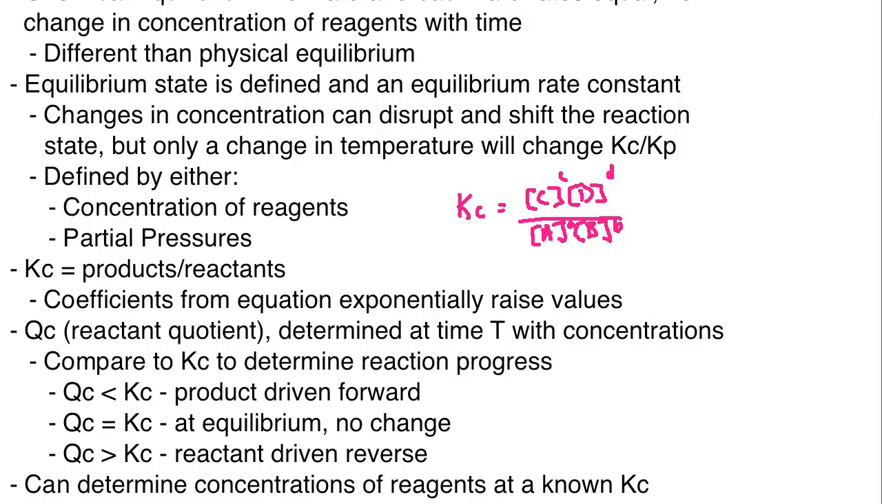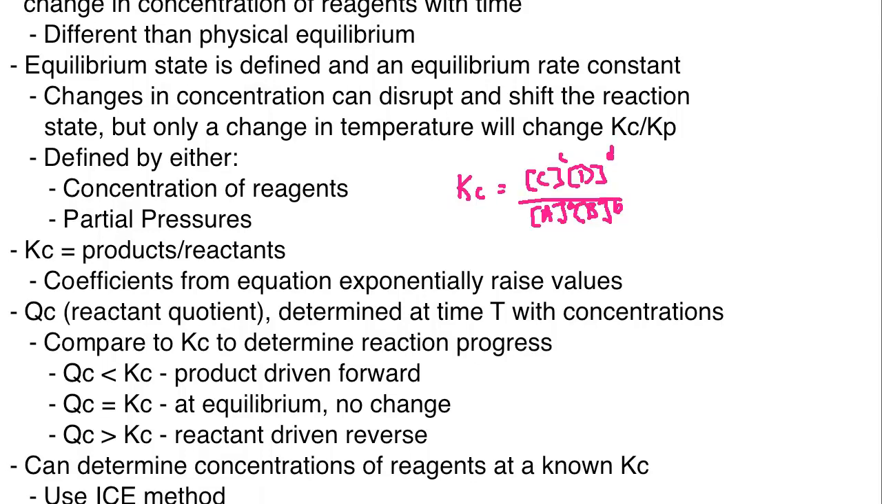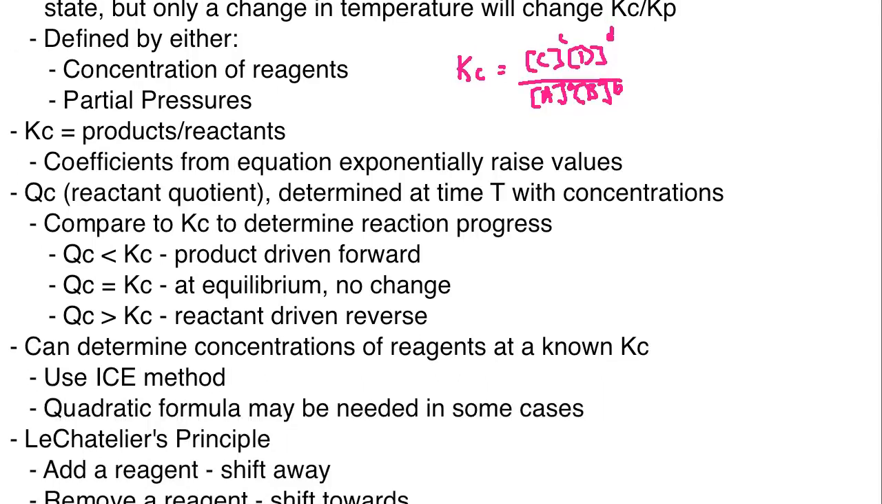So if the QC is less than the Kc, it's going to be a forward-driven reaction that favors product formation. If the QC is equal to the Kc, at that point we're at equilibrium and there would be no effective change. And then finally, if QC is greater than Kc, that would be a reactant-driven process, and the reverse reaction is going to be favored in that case.